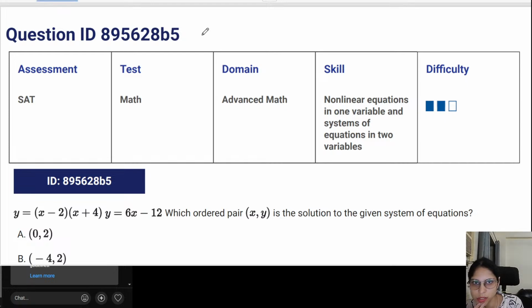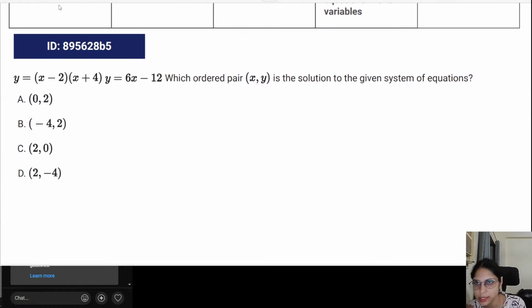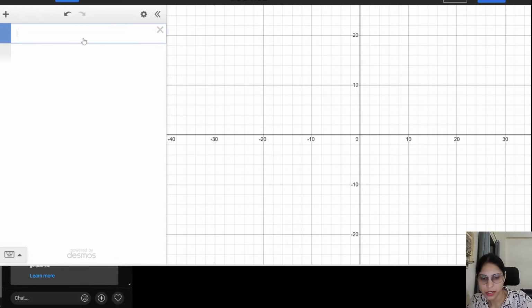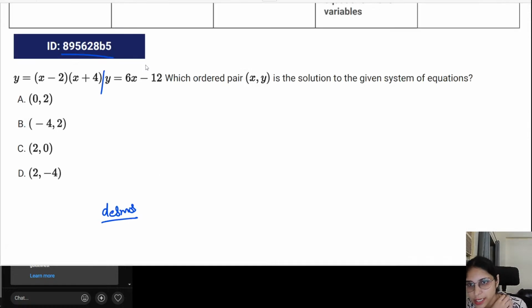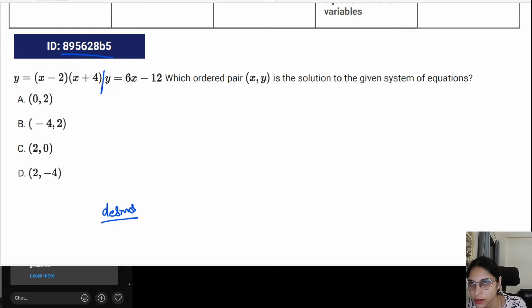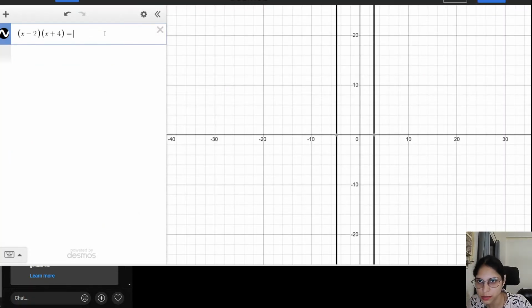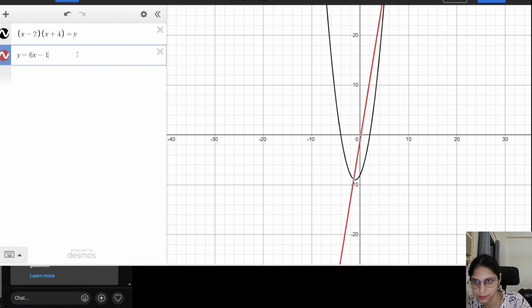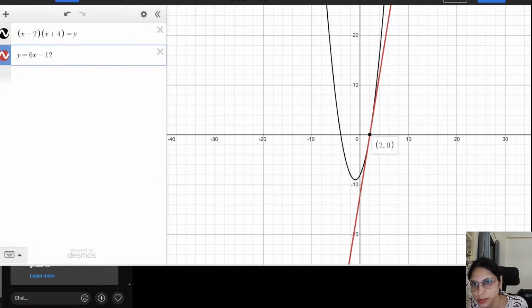Yeah. Next is question number 56. y is equal to x minus 2 times x plus 4, y is equal to 6x minus 12. This is the ID. If you want to search, you can also search for the ID. Yeah, okay, we'll just go to Desmos. X minus 2 times x plus 4. Here you can also write y, or y is 6x minus 12, so you can also write equals 6x minus 12. Because this is quadratic, it'll still work. Answer is 2 comma 0. If you put it in two different equations, oh yeah, they're intersecting at only 1 point, 2 comma 0. There's only one solution.